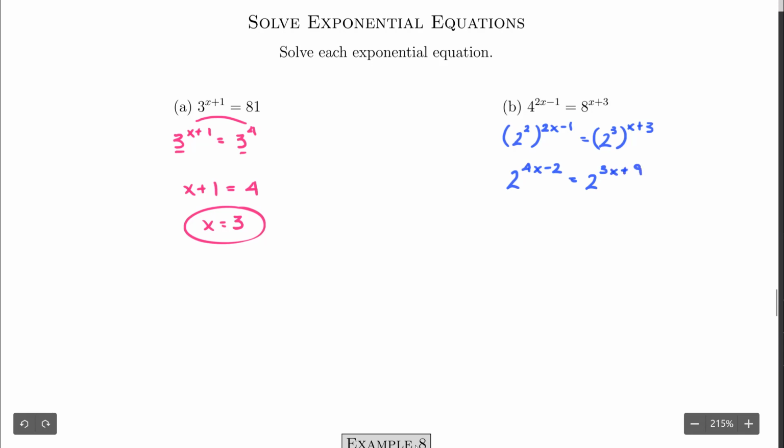So just like in part A, now that we have the same base, we just simply set the exponents equal to one another, and we solve for x. So I'm going to subtract 3x from both sides, so that gives me x minus 2 is equal to 9. Add 2 to both sides, and I get x is equal to 11.